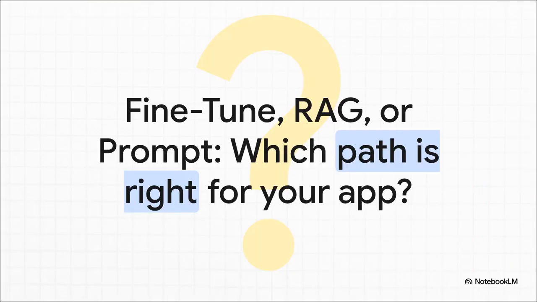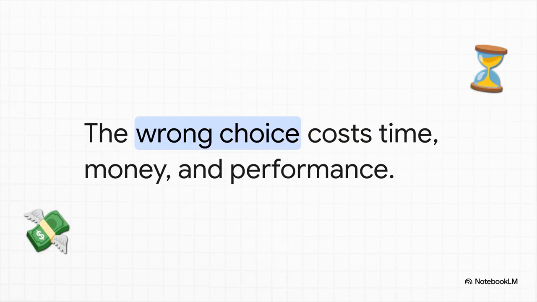Let's get into it. This is the big one. It's the core question that pretty much every single one of us building with AI has to answer. Do we fine-tune a model? Do we use retrieval augmented generation, RAG? Or can we just get away with some really clever prompting? And look, this isn't just some academic debate. The choice you make here has huge real-world consequences. And the stakes are seriously high.